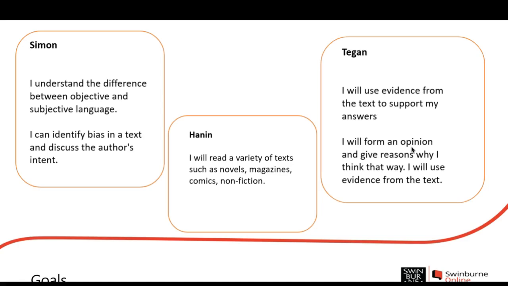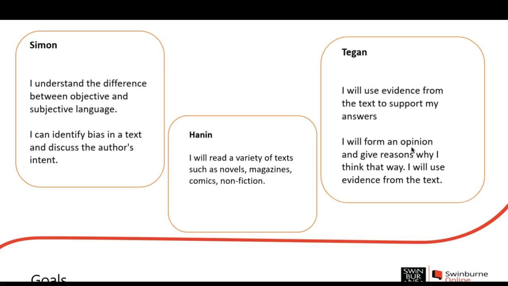So we also need to write, now that we've established lots of information about these three students, some goals. Remembering again that we only choose 2 out of the 3 students, we don't need to do them all. So you need to write 2 learning goals for each of the students. Now, I know I've only got 1 for Hanin, but I'm sure that you can go off and think of much, much more. They're just examples.